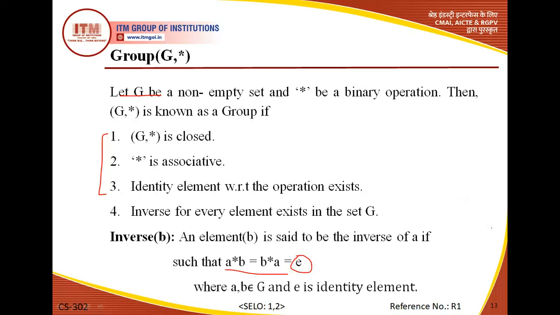So what is the definition of a group? A non-empty set G is said to be a group if we have a binary operation into consideration, and this G satisfies four properties. Star should be closed, star should be associative, an identity element with respect to the operation exists, and an inverse for every element in the set G would exist. Then only we would say G is a group with respect to this operation star.